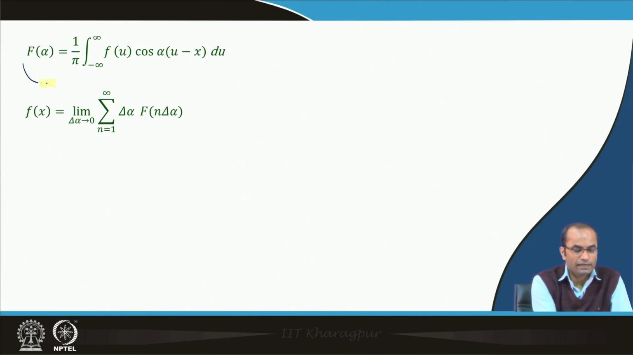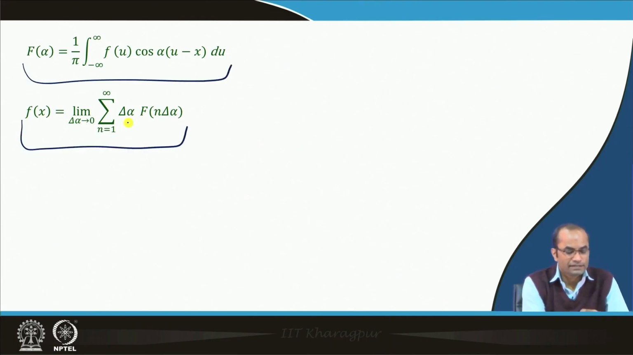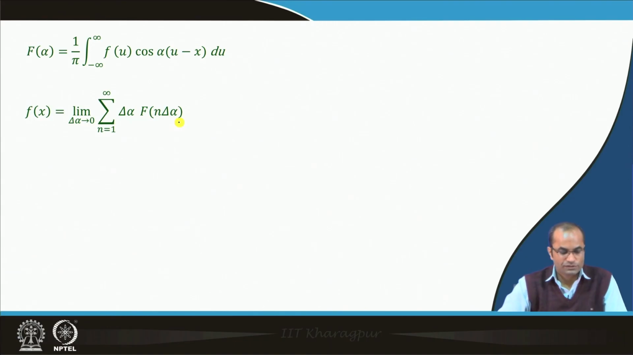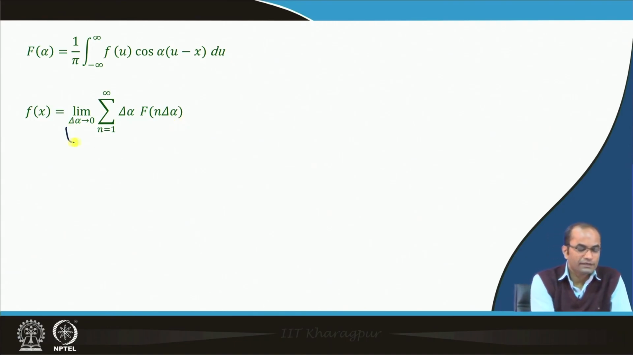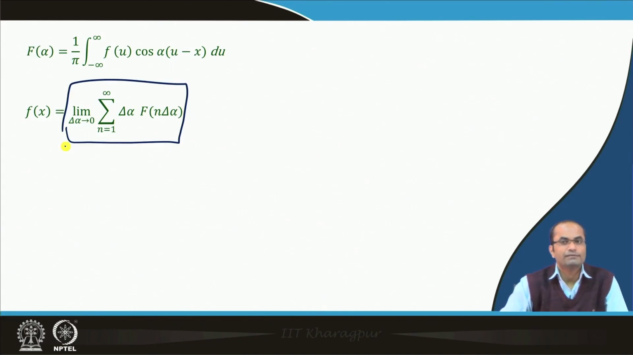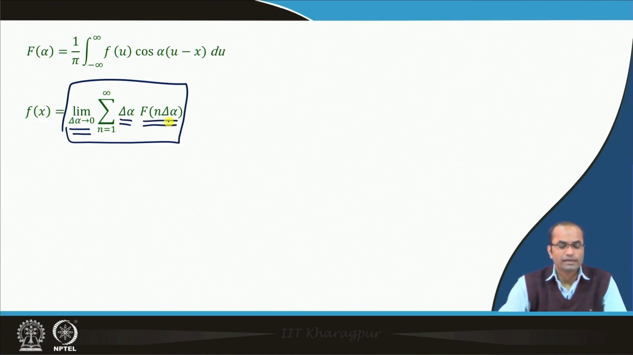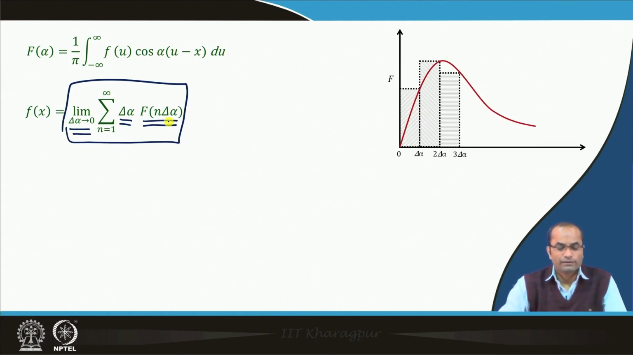So, what we have is this F(alpha) as per the definition, and f(x) can be written now in terms of delta alpha and this function F which we have just defined. And now, if we take a close look at the right hand side of this f(x), where we have the limit as delta alpha goes to 0, and again here delta alpha is sitting, and then we have the function F evaluated at n delta alpha.